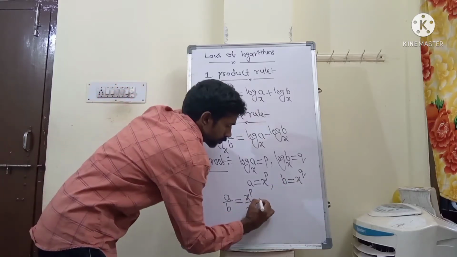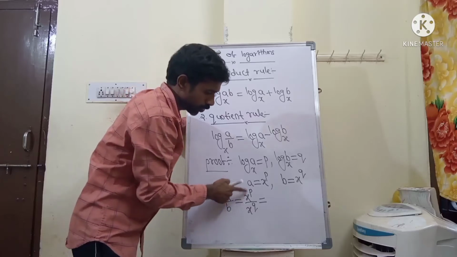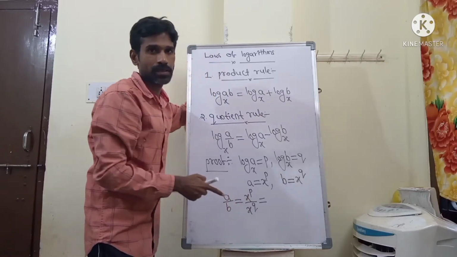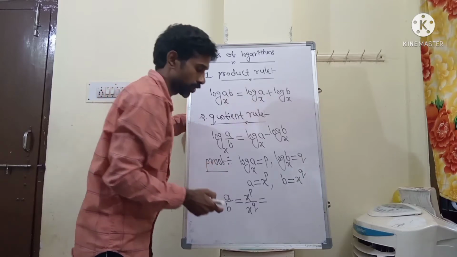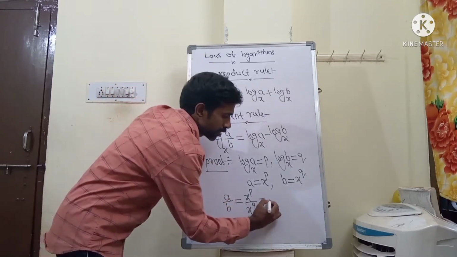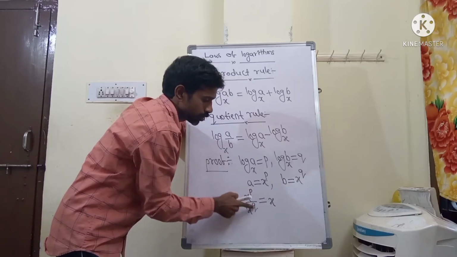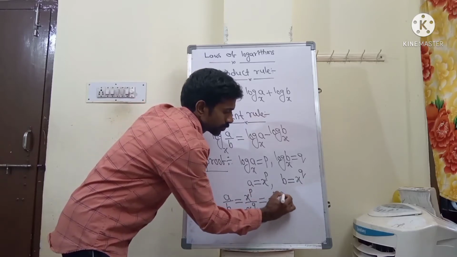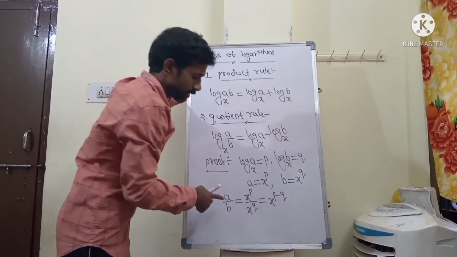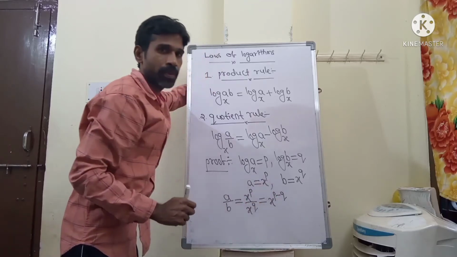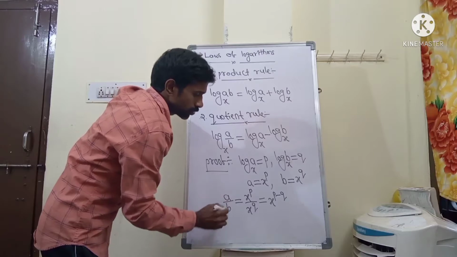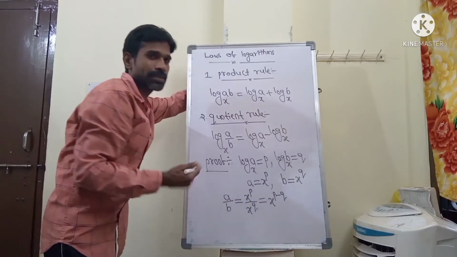So that is equal, right? Here x power of p by x power of q. Here the bases are equal, so the powers should be subtracted, from the laws of exponents. So we get p minus q. Finally we get a by b equal to x power of p minus q. This is exponential form.